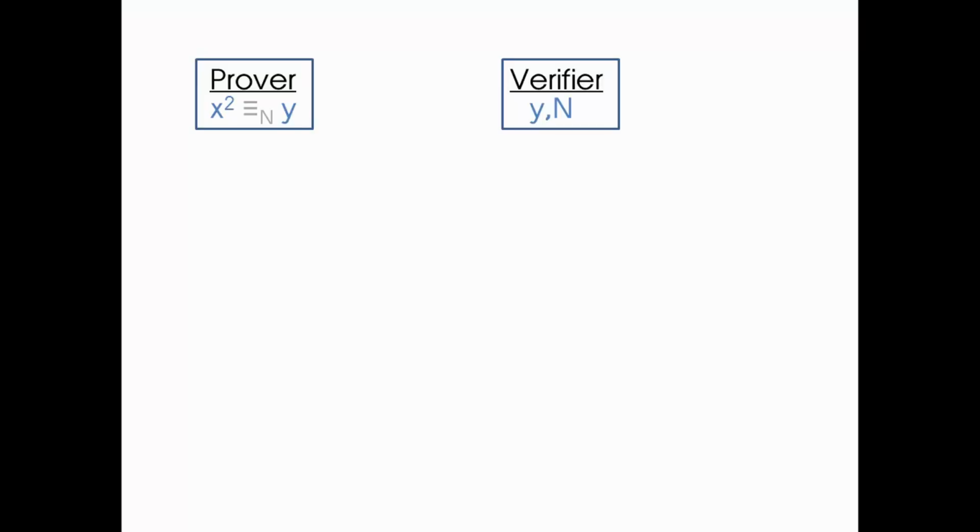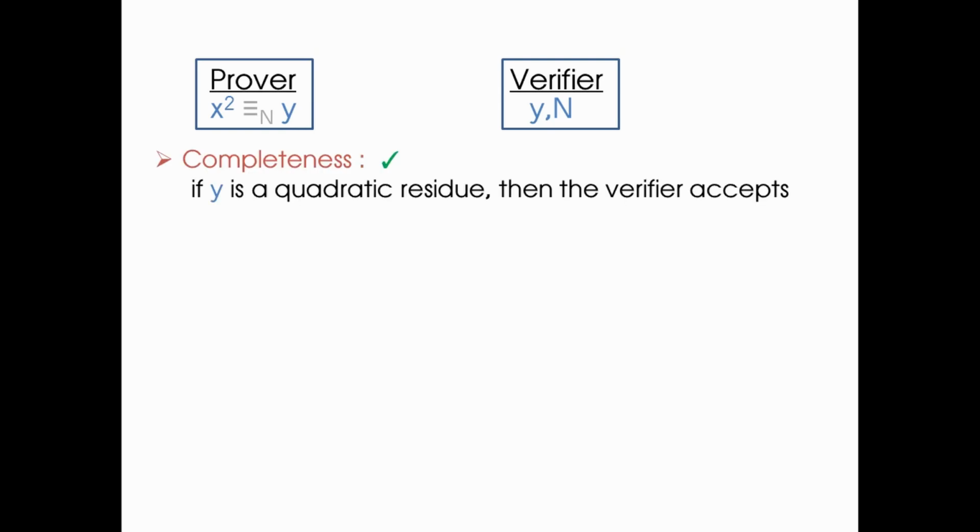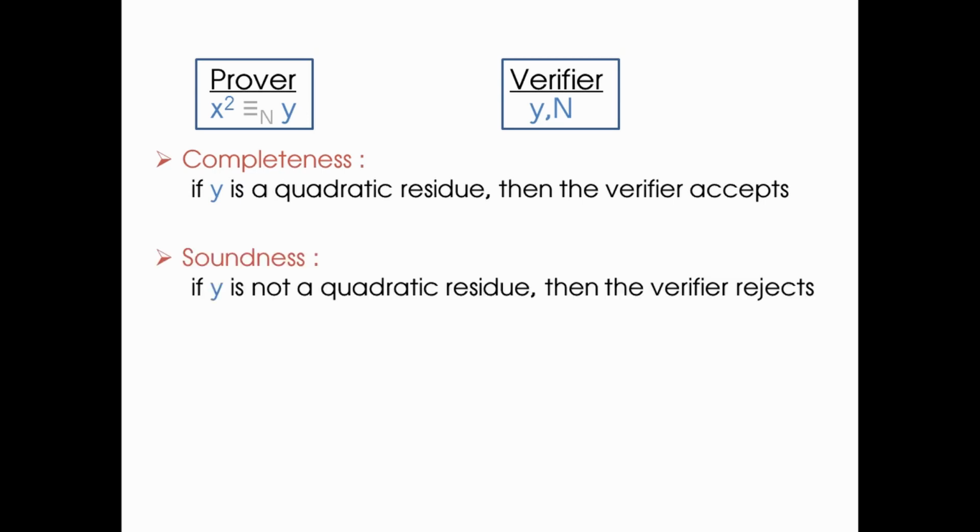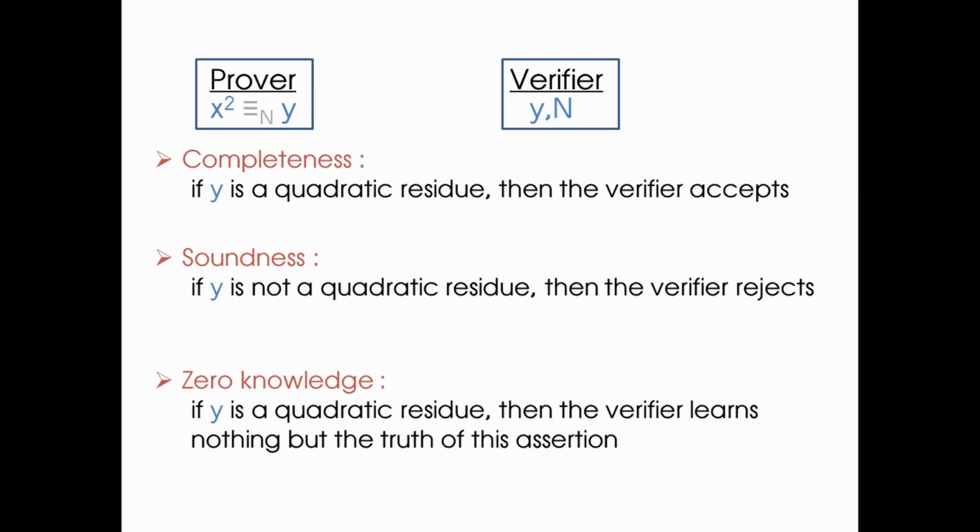A zero knowledge proof needs to have three properties. First of all, it needs to have the completeness property. Completeness means that if y has a square root modulo n, then the verifier accepts. The second property is soundness. It means that if y does not have a square root modulo n, then the prover cannot convince the verifier. And the final property is the zero knowledge property. This property means that the prover leaks no information to the verifier. And we're actually going to formalize this notion in just a bit.